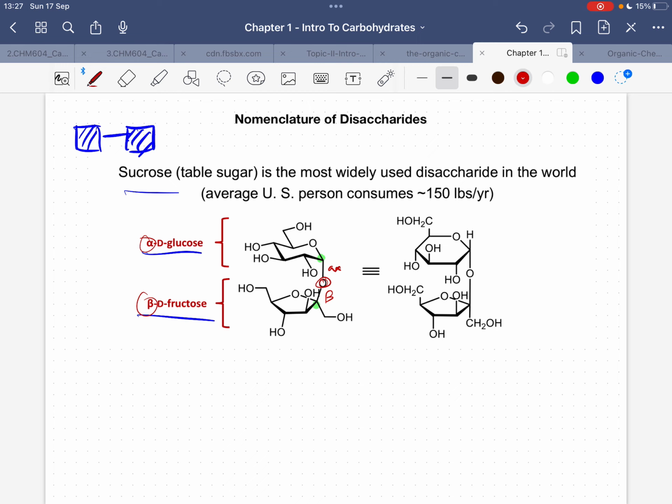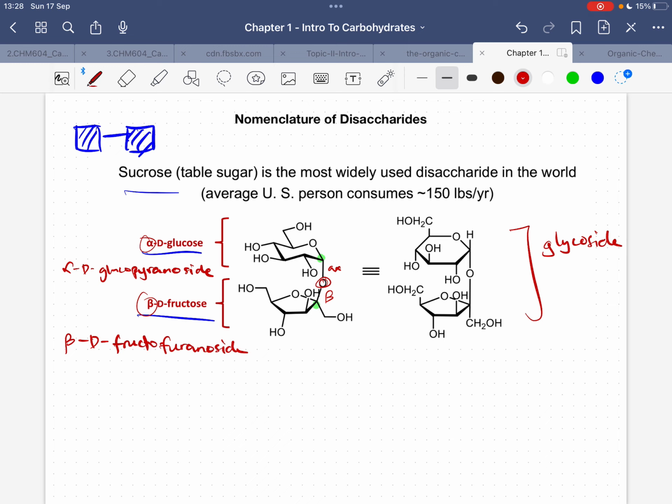So the disaccharide also has a systematic name. The glucose becomes alpha D-glucopyranoside. This is the systematic naming, and fructose becomes beta D-fructopyranoside. Sorry, not pyranoside, furanoside. Since these can be collectively called glycosides. Glyco from the word glyco meaning sugars, okay?